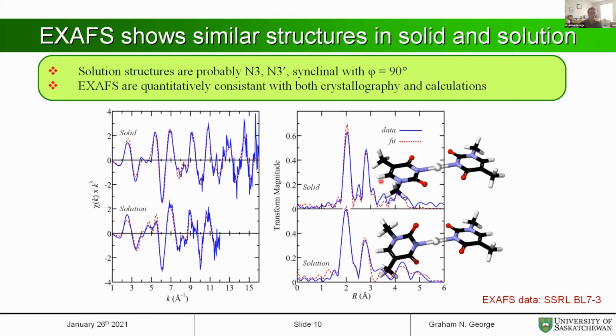We also looked at solids versus solutions. In the solution, we would expect this synclinal geometry, where the rings are oriented at 90 degrees to each other, to be the predominant one. What I'm not telling you is that there are some oxygens above and below, and probably waters on either side of this as well. Basically, the XAFS are quantitatively consistent with both crystallography and the calculations, both for the solution species here and for the crystalline solid.